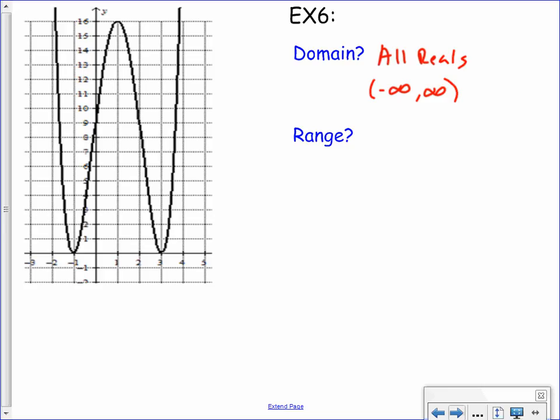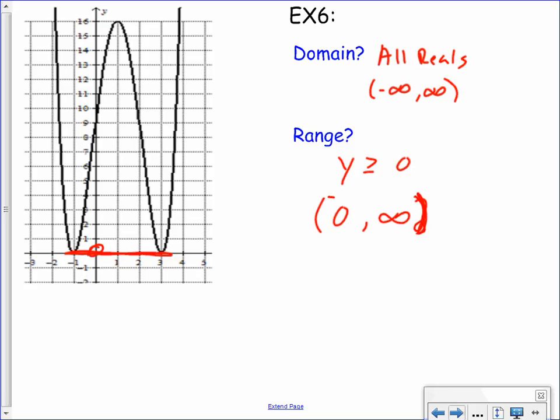Infinity, 0 to infinity? I'm sorry, no, I got you. So you think, oh, from the 0. No, it'll just be 0. Good question. All right, who got the range? 0 to infinity. Exactly. For this, the absolute lowest point on the graph is at y equals 0. So y is greater than or equal to 0, so 0 to infinity.